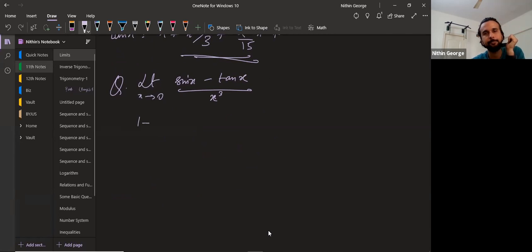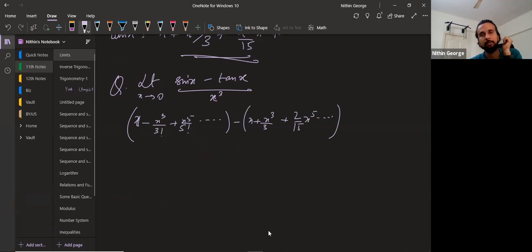What is sin x? And tan x is, sorry, this is x minus x^3/6 plus x^3/3 plus 2/15 x^5 and so on, the whole thing divided by x cubed. So x and minus x cancels out. Minus x cube and minus x cube is there. Minus x cubed by 3 factorial. So this becomes plus 2 by 6 and this becomes minus 1 by 6.